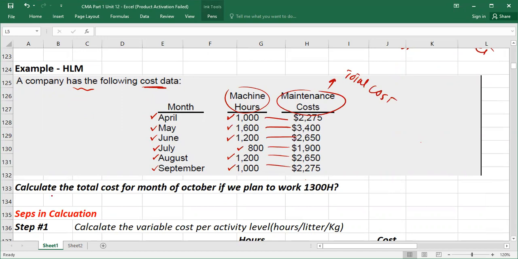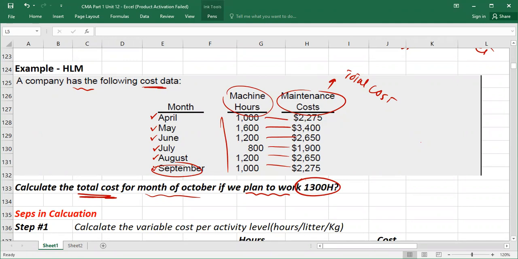Now, what is the question? We have to calculate total cost for the month of October, if we plan to work how many hours? 1,300 hours. Now you can check this question. This is your machine hours column, right? We don't have any 1,300 hours. And this data is available up to September, but we have to calculate the total cost for the month of October if we plan to work 1,300 hours. So then how will you do it? How will you make the prediction? Actually, here you are making forecasting.